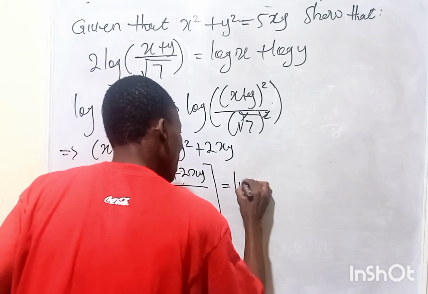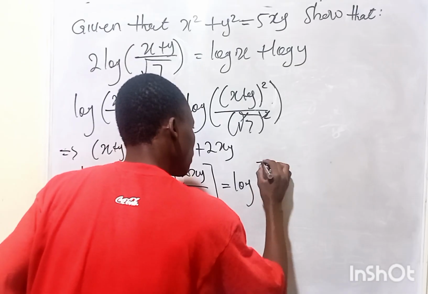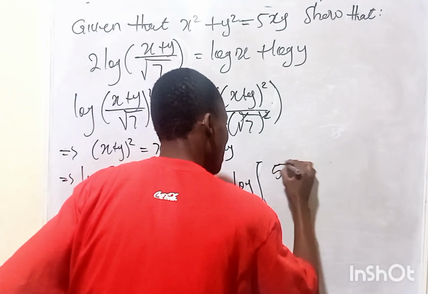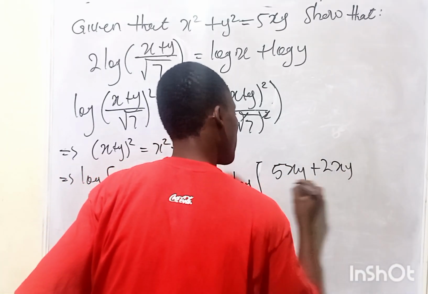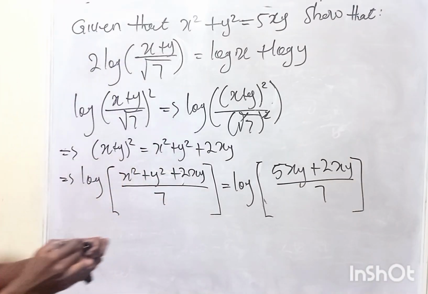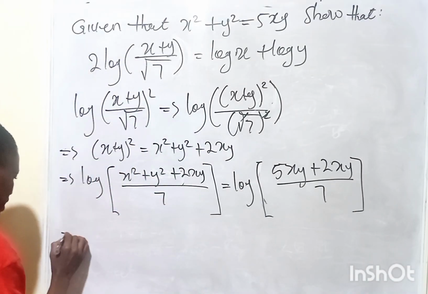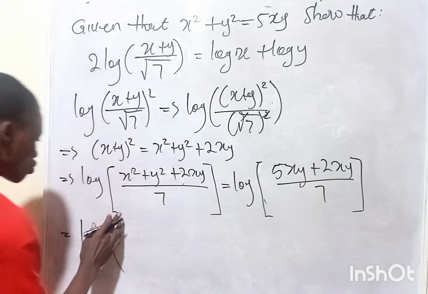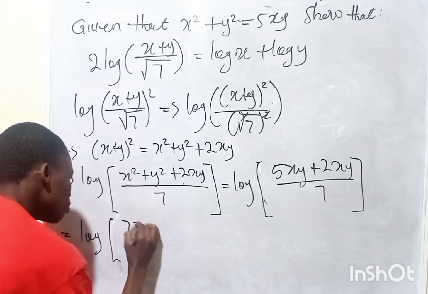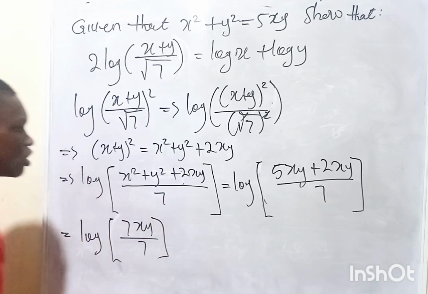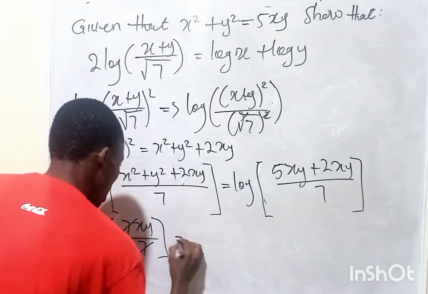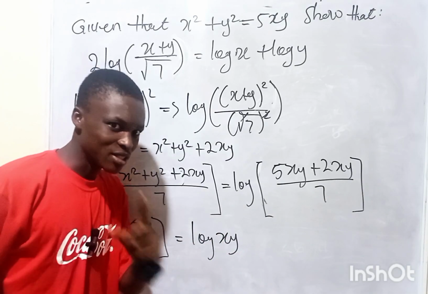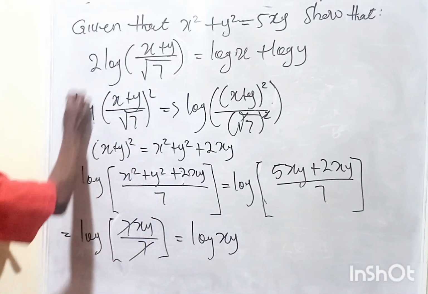But clearly, what can we see? We have that log. Our x squared plus y squared was given as what? 5xy. So this is 5xy plus 2xy all divided by 7. So from here, this implies that we have log of 5xy plus 2xy, which gives us what? 7xy all divided by 7. So clearly the 7 here can cancel out the 7, and we have log xy. All right, do you see the answer waiting for you over here? So this is what we are going to do.